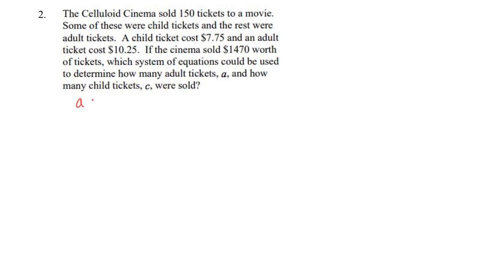We know that the total amount of tickets sold was 150, and we know that the total amount of money brought in was $1,470. So here's the total amount of money brought in. Oops, I've got my whoops. You caught it. Yep, that should be a C. And so I'm going to reverse these as well because I want my variables to be lined up. So we're going to do C plus A, and this is C plus A. Yeah, you probably caught it. You're probably shouting at me.